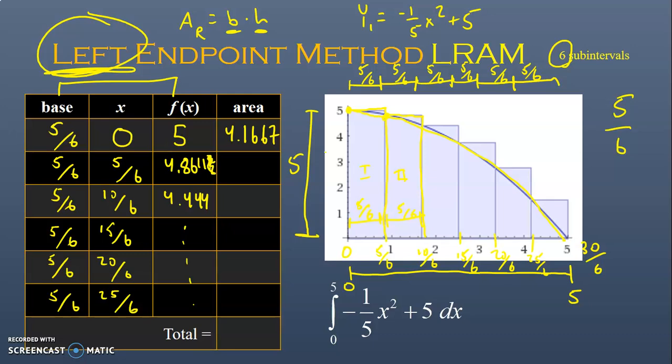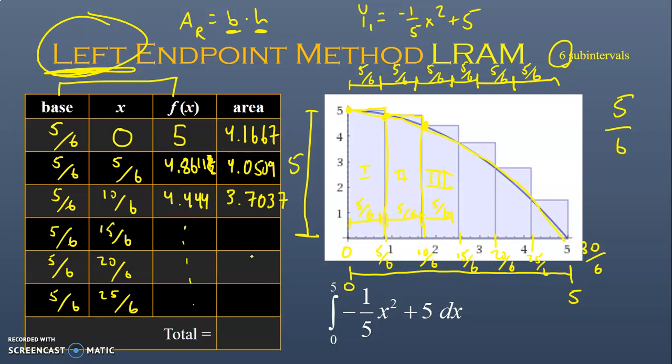So I'm going to do 5/6 times this value. So the area of this second rectangle here is going to be 4.0509. For the third rectangle, the base is still 5/6. The height, I'm going to use the height on the left side. So I'm going to plug in 10/6 into my function. So I'm going to be doing 5/6 times 4.44444, which is going to give me 3.7037.